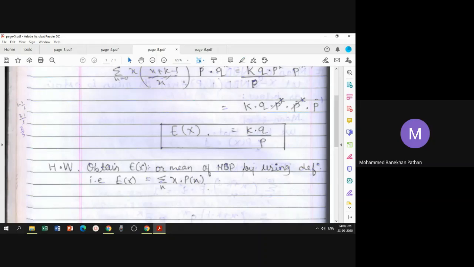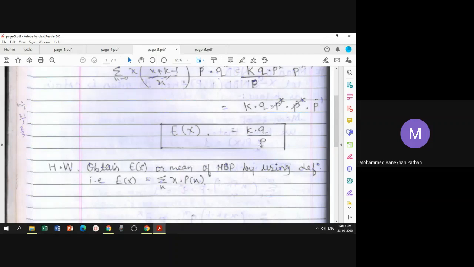Obtain E of x, or the mean of NBD, by using the definition. What definition? That is E of x equals summation x into p of x. You can get the same answer by using the original definition of mean. What we got here was kq by p.